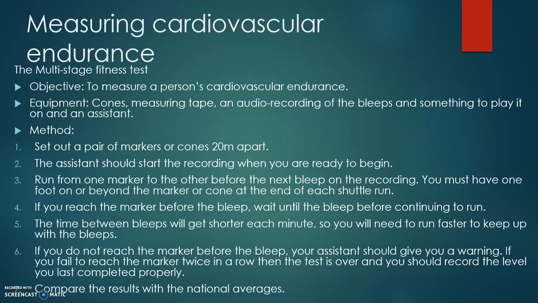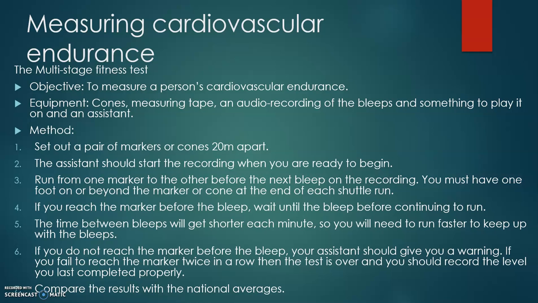All right. So when we want to measure cardiovascular endurance, we use the multi-stage fitness test. Some of you may know it as the bleep test, but it's called the multi-stage fitness test. So the objective of that test is to measure a person's cardiovascular endurance. You will need for that cones, a measuring tape, an audio recording of the bleeps, and something to play on, and an assistant.